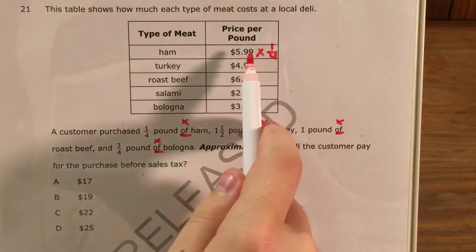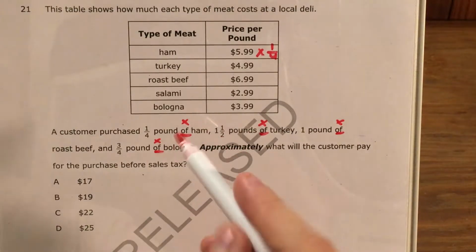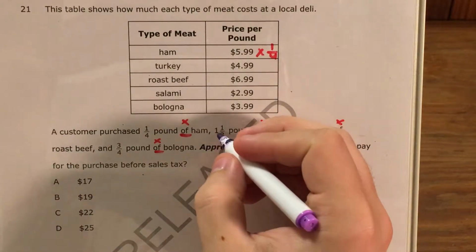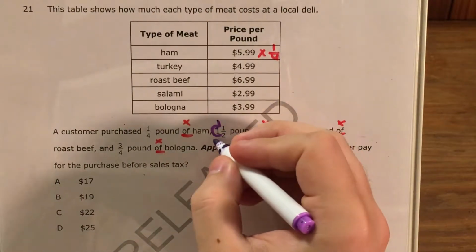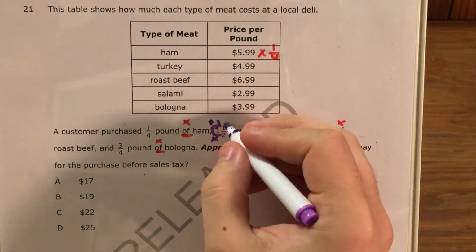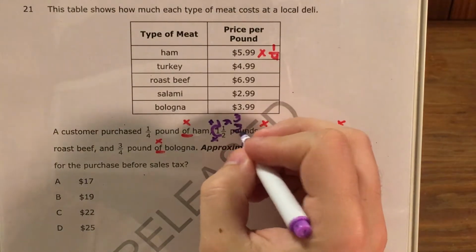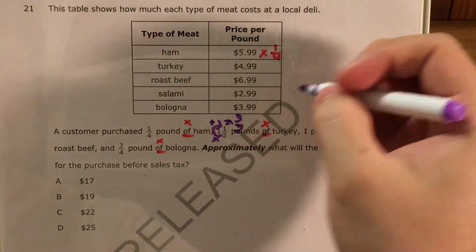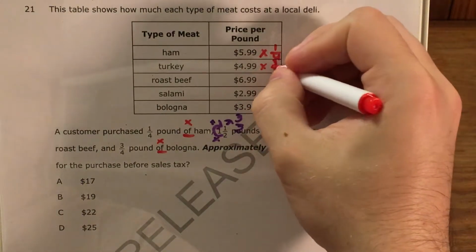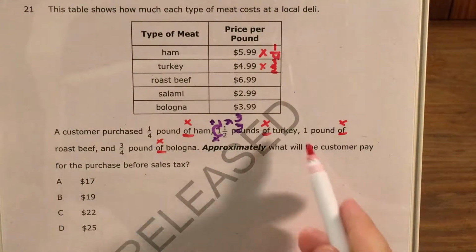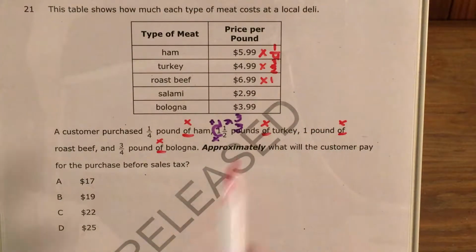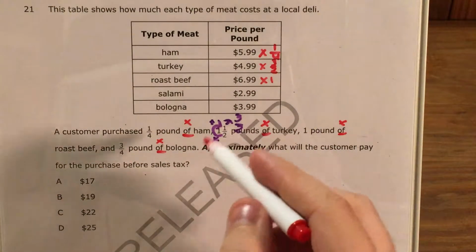So that's 1/4 of a pound of ham, 1½ pounds of turkey, and I will actually go ahead and change that to an improper fraction to make it a little easier to deal with. Using my left to right swoop trick, I'm going to multiply 2 times 1, gives me 2, and add 1, that gets me 3. So 1½ is the same thing as 3/2. And so that is how much turkey we're buying. 1 pound of roast beef. So that's just $6.99 times 1 pound. And then 3/4 of a pound of bologna.